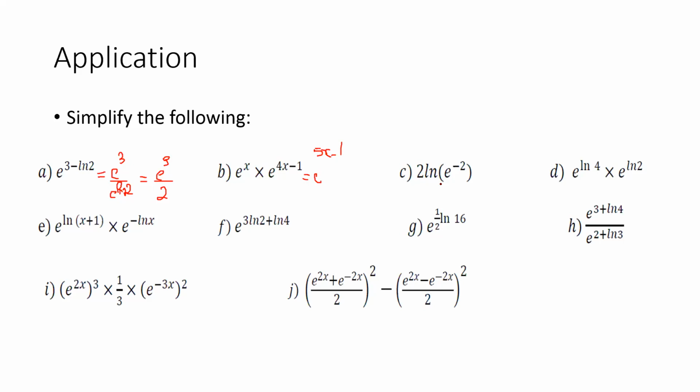هيدا 2 من طلع فوق power، يعني بيصير ln e minus 2 square. صح؟ وln e to the power 4، ln e to the minus 2 to the power 2 equals minus 4 بيطلع. Then e to the power minus 4 equal minus 4.